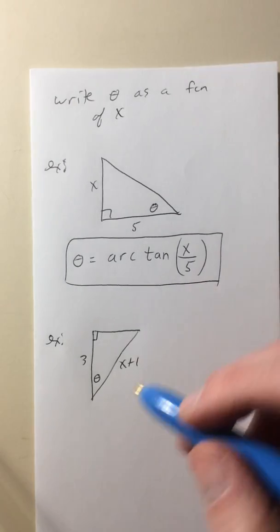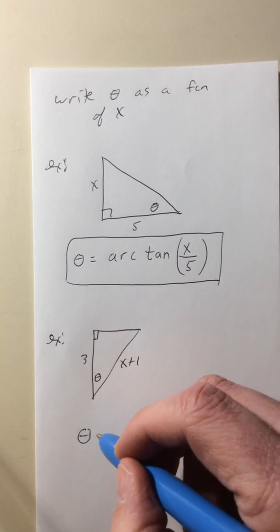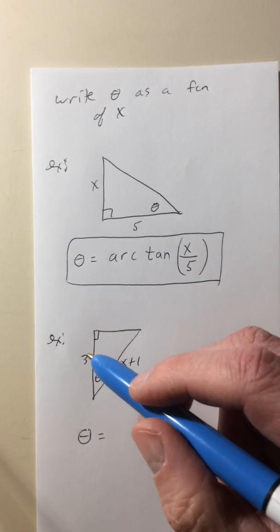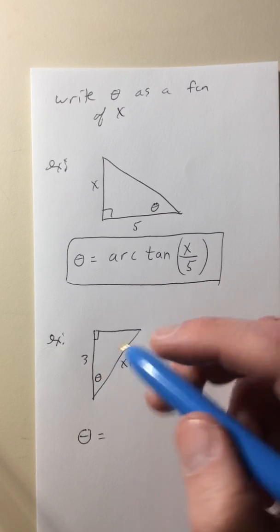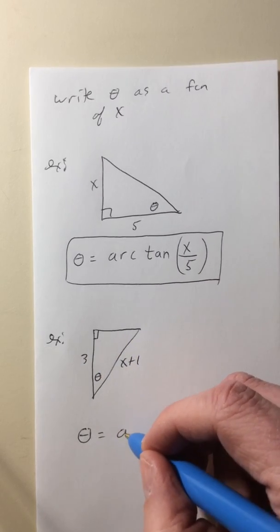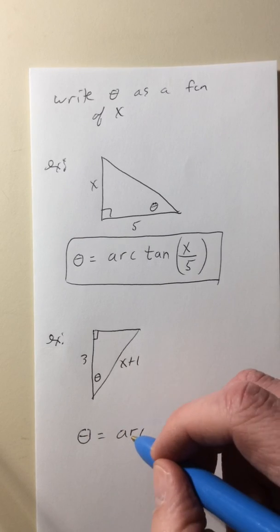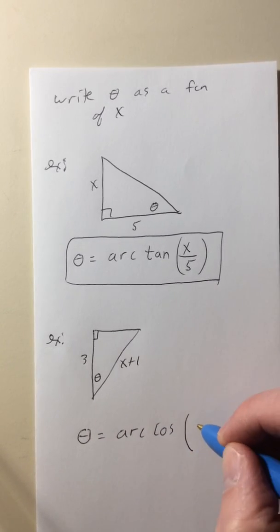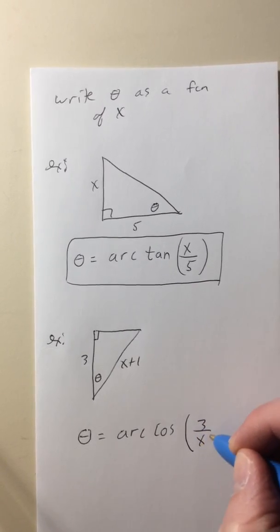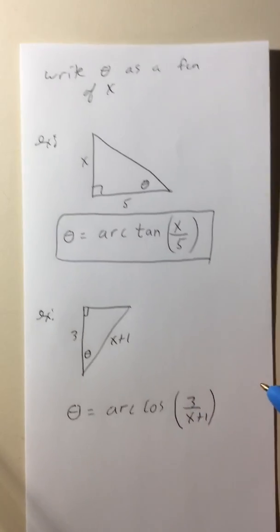Okay, so hopefully you're able to get the idea that theta is going to be associated with the adjacent and the hypotenuse, and so that is obviously cosine. So we were looking for the angle, remember theta is the angle whose cosine is 3 over x plus 1. And there you have it.